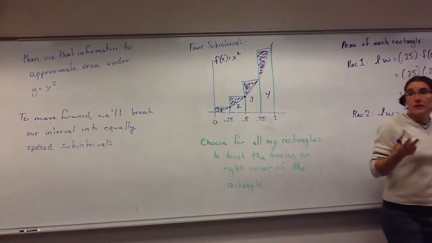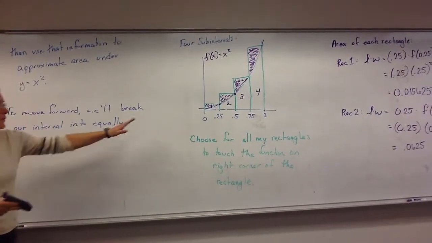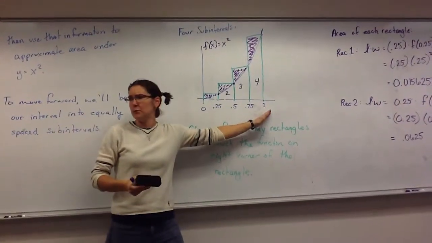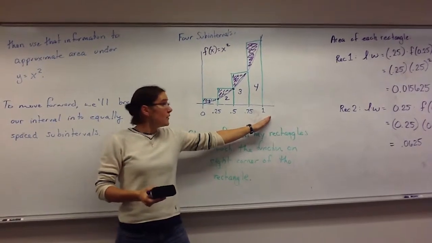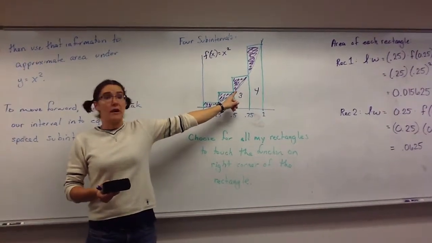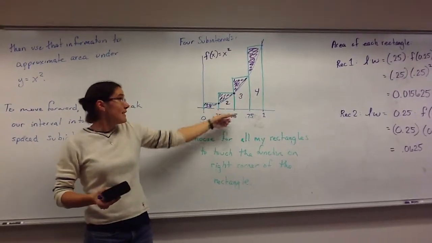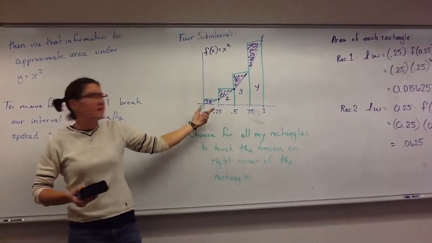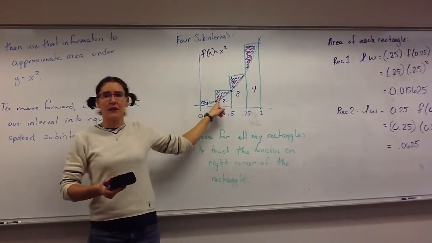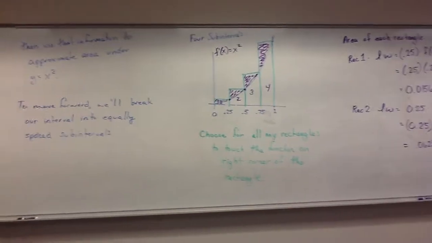Now, we made 2 choices in this case. One choice was that we chose exactly 4 subintervals. We broke the interval from 0 to 1 up into 4 equal pieces. And the other choice was that every single rectangle would hit the function on the right-hand corner. So if I still had 4 subintervals, but instead had the left-hand corner touching my function, then I'm going to get a slightly different picture.